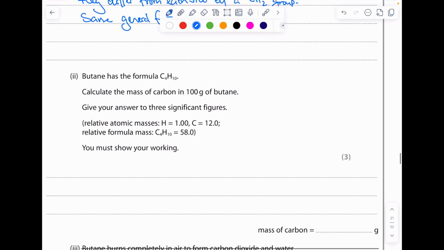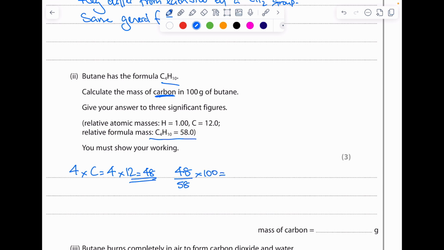Okay, next one. Butane has got this formula. Calculate the mass of just carbon in 100 grams of this. Okay, so we're told the relative formula mass of butane is 58, and in that we've got 4 lots of carbon atoms, which is 4 lots of 12, which is 48 for the mass of carbon. So if I do 48 divided by the total mass of 58 and then multiply it by 100, I'm getting an answer. Let's just put it into my calculator.